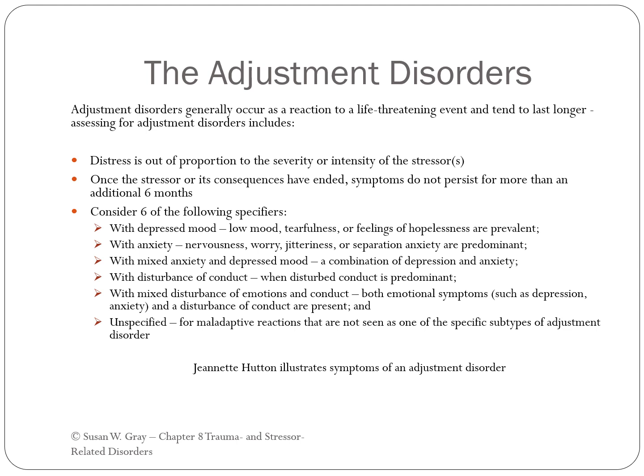Let's talk about adjustment disorders. Adjustment disorders generally occur as a reaction to life-threatening events and tend to last longer than acute stress disorder. Assessing for adjustment disorders includes: the stress is out of proportion to the severity or intensity of the stressor. Once the stressor or its consequences have ended, symptoms do not persist for more than an additional 6-month period. So consider the following specifiers: with depressed mood, with anxiety, with mixed anxiety and depressed mood, with disturbance of conduct, with mixed disturbance of emotion and conduct, and unspecified.